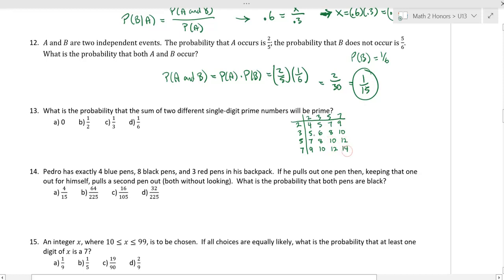And now I'm going to circle the prime numbers. So we've got 5, 7 for sums. It looks like only 4 of the 16 sums are prime, which is 1/4. We reduce that.